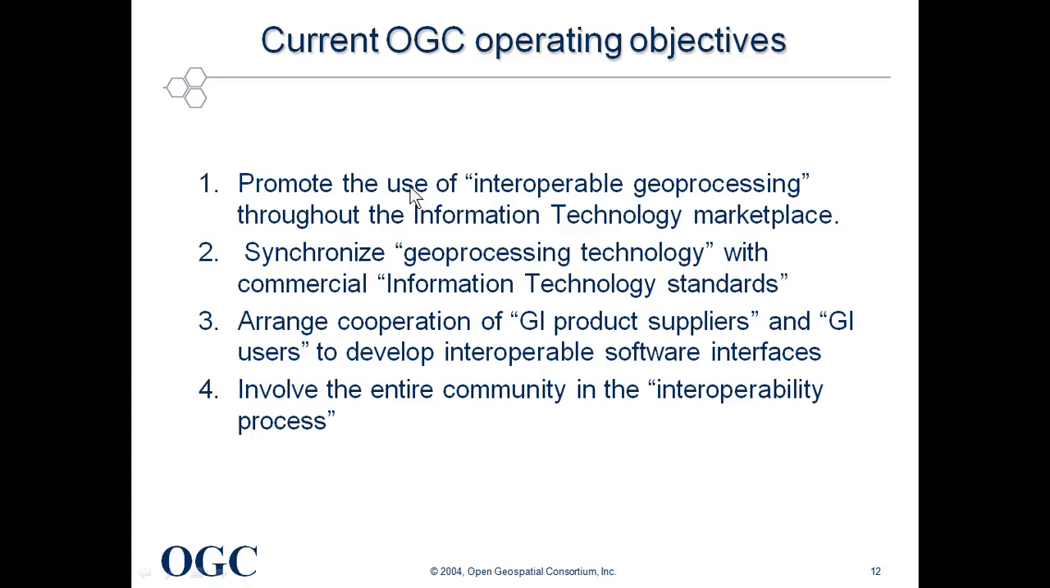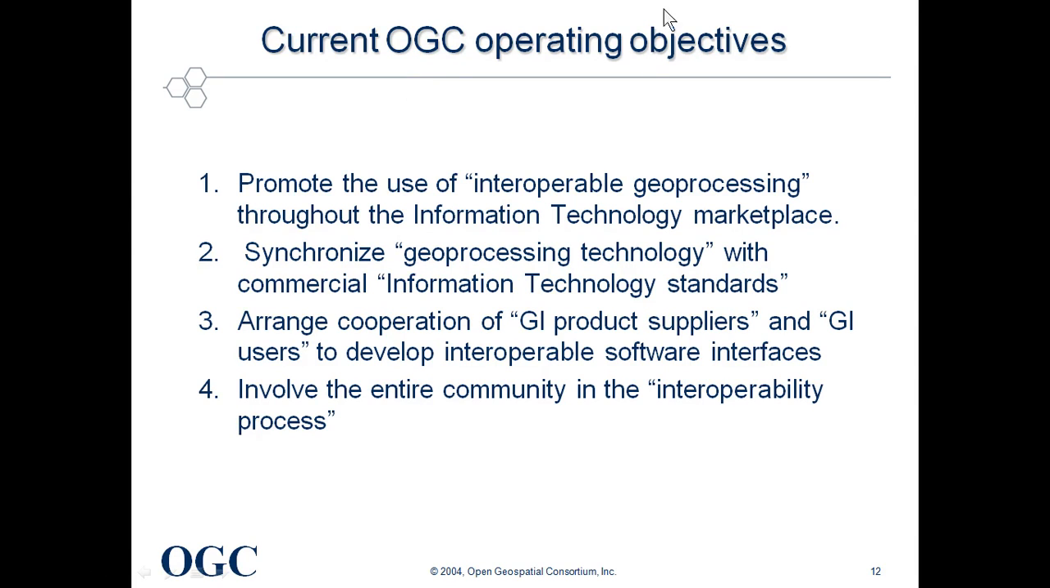What are the current objectives of OGC? To promote the use of interoperable geoprocessing throughout the information technology marketplace and synchronize geoprocessing technology with commercial information technology standards. You see, information technology is a computer science aspect. Geoprocessing technology is the GIS aspect or geographic related technology. But now we need to synchronize this geography related technology with computer science, information technology, and arrange cooperation of GI product suppliers and GI users to develop interoperable software interfaces. Means it has to be interoperable, everyone can use it. It has to be available to everyone.